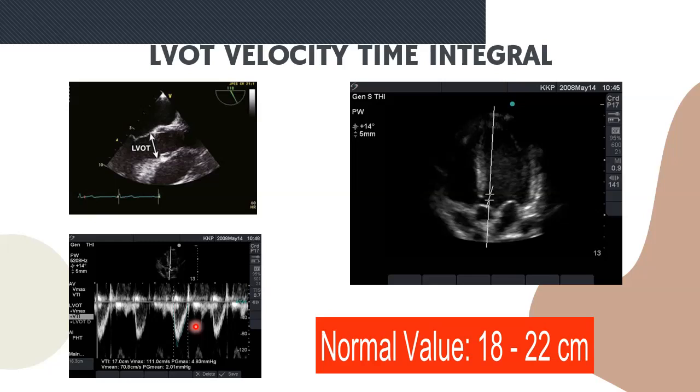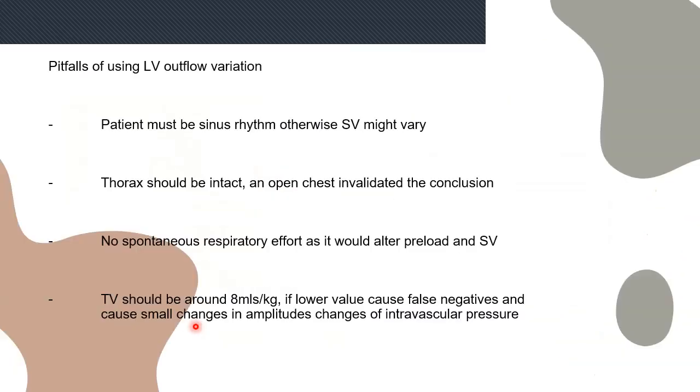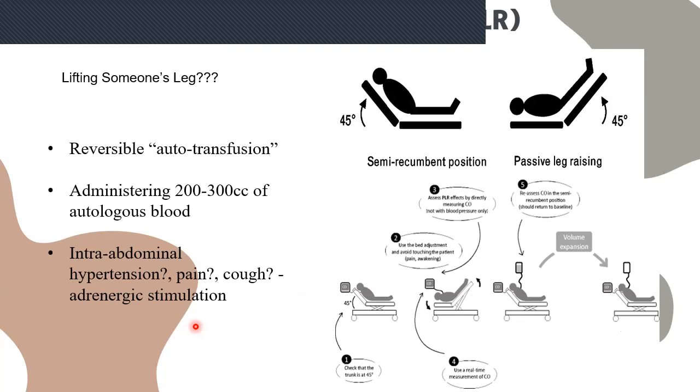But if I see that the LV contractility is not that good, it's quite filled up, and the IVC is less than 50% collapsible, then to see whether the patient is fluid responsive by giving fluid, I'll be a bit cautious. So what we can do is the passive leg raise test. Later, the pitfalls of LV outflow variation will be further talked about by Dr. Hafeez. Okay. So this is your passive leg raise test.